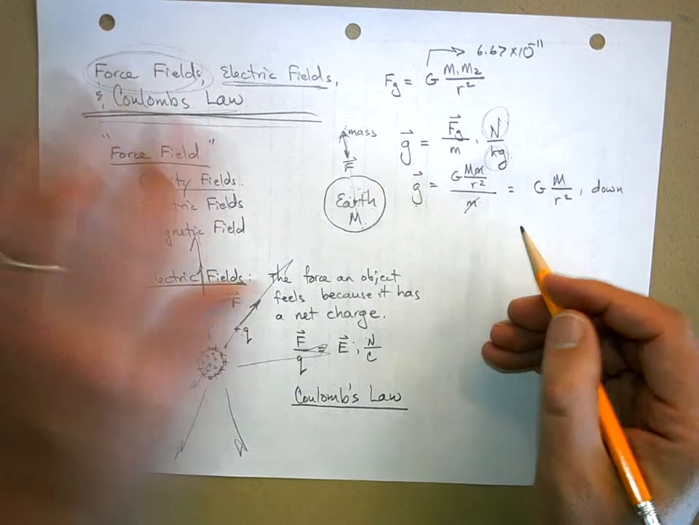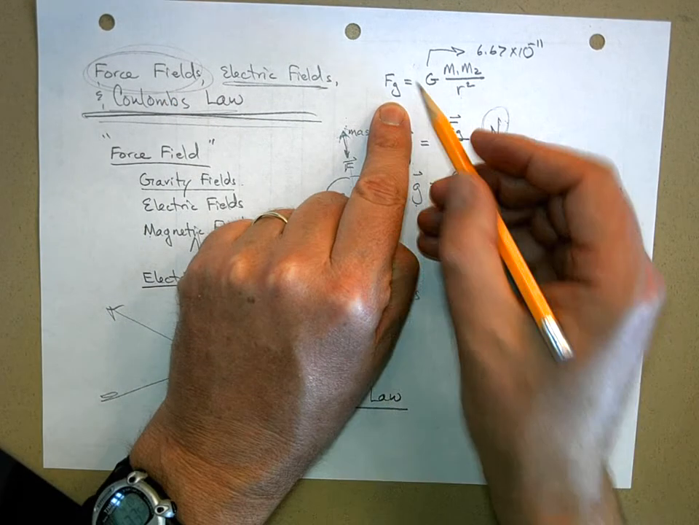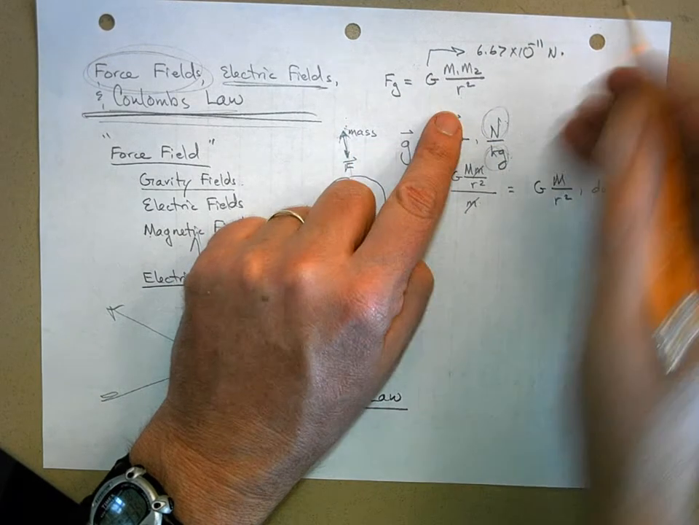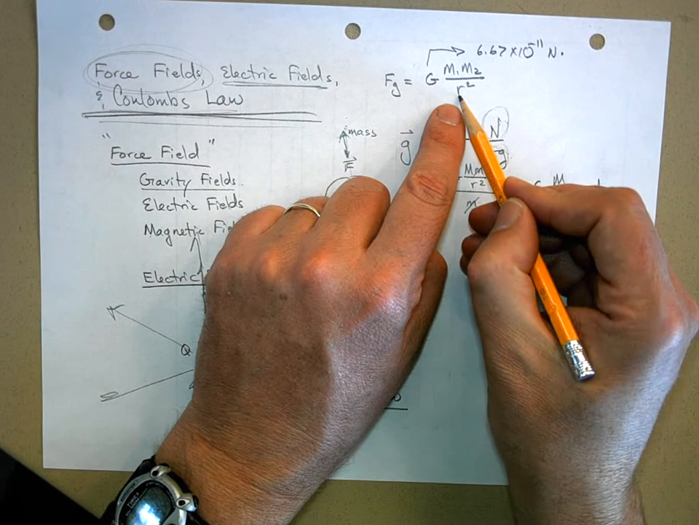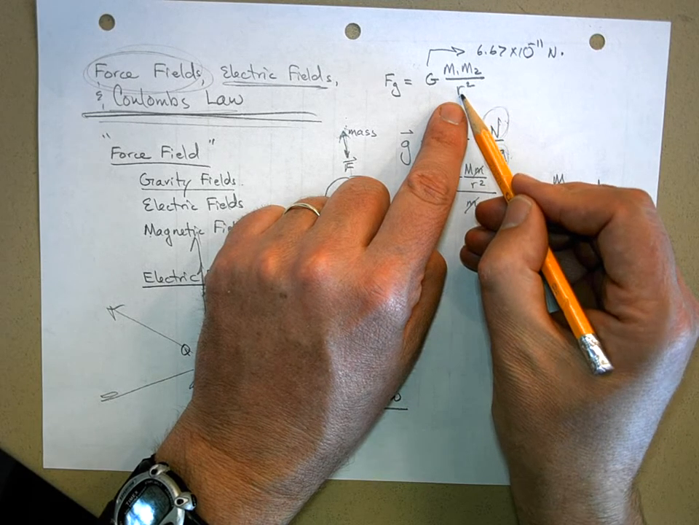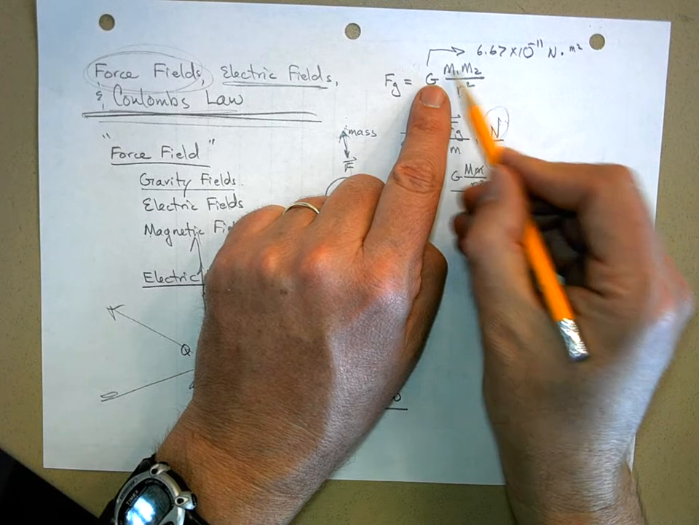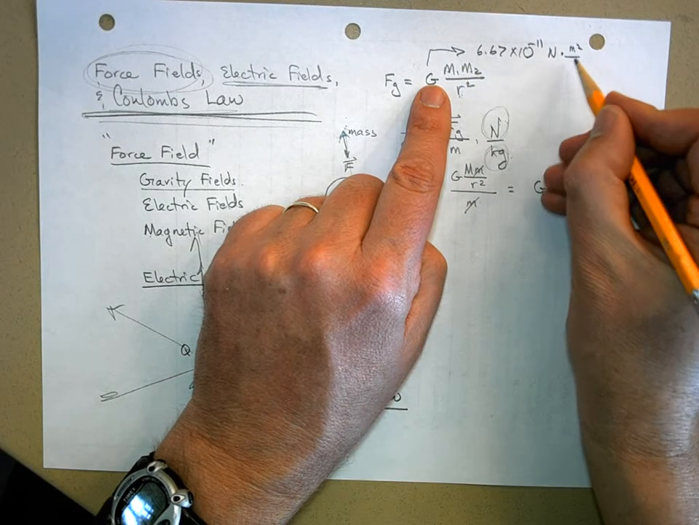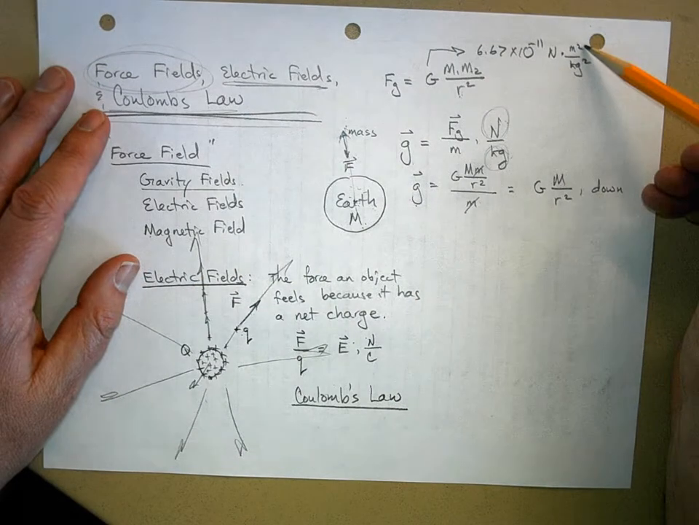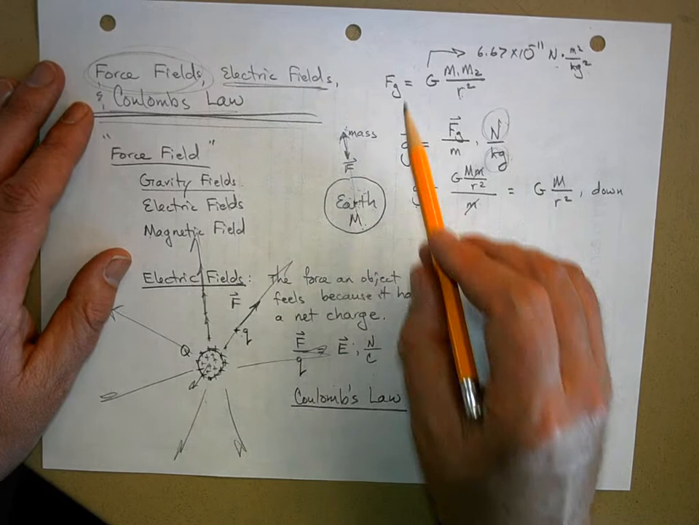Now, what units does this have to have? Well, what units do we want to end up with? Force of gravity is measured in newtons, but what do I have to cancel out? I have to cancel out this meters squared on the bottom, so I'll put a meter squared on the top. And then kilogram squared on the top, so I'll put a kilogram squared on the bottom. That way the units cancel and I end up with newtons, because that's what force is measured in.